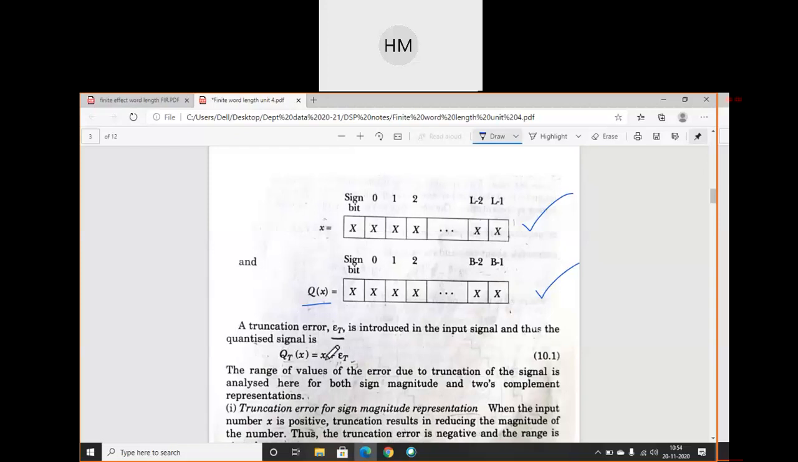So we can say that some error will be introduced. That error is known as truncation error. Epsilon t is introduced in the input signal and thus the quantized signal is given by this number. Is it clear? So this is my truncation error, rounding off error. The range of values of the error due to truncation of the signal is analyzed here for both sign magnitude and 2's complement representation.